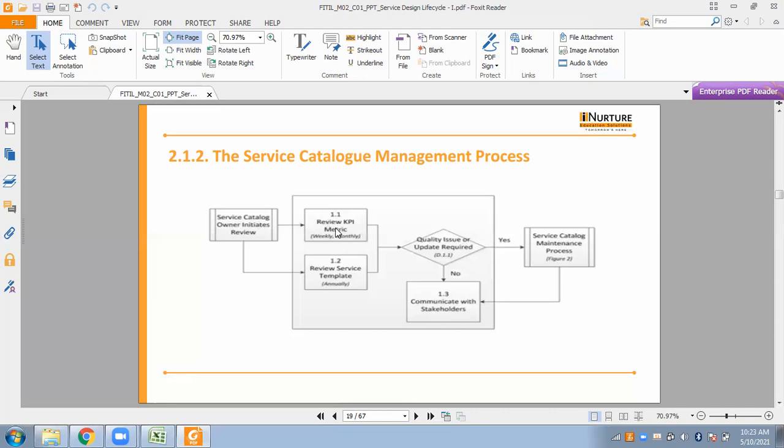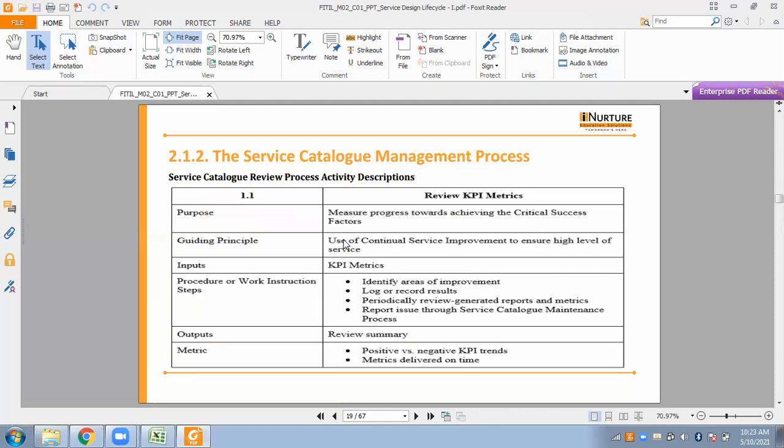First we will go through the review KPI metric, which will be done on a weekly or monthly basis. What's the basic purpose of it? To measure the progress towards achieving the critical success factors. And what are the guiding principles? Use of continual service improvement to ensure a high level of service. Input will be the KPI metrics and procedural work instruction steps.